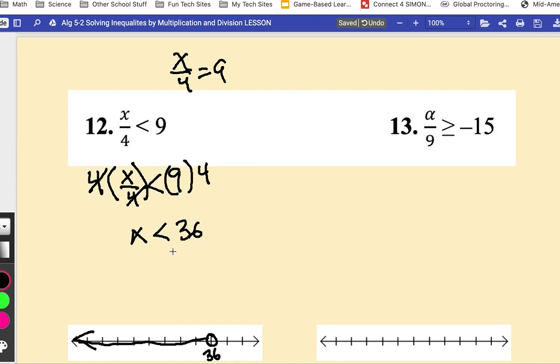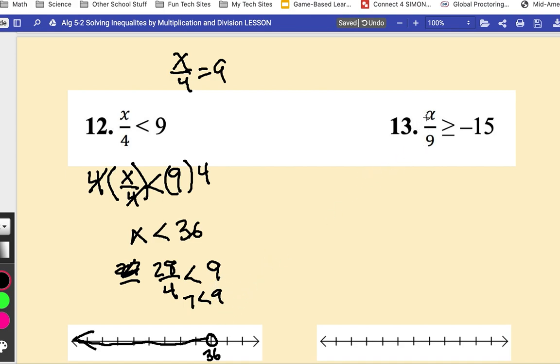And again, if you use a number that's smaller than 36 and put it in, let's use 28. So if I go 28 divided by 4, is that less than 9? Well, 28 divided by 4, and you can see why I used 28 because it's divisible, is 7. And 7 is less than 9. So you can see how that works.